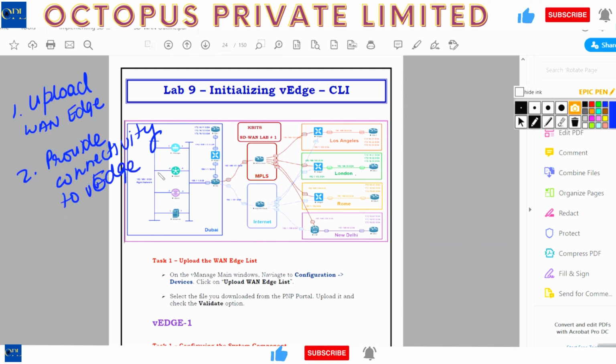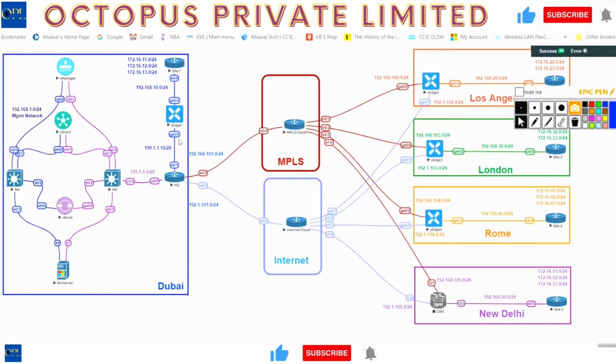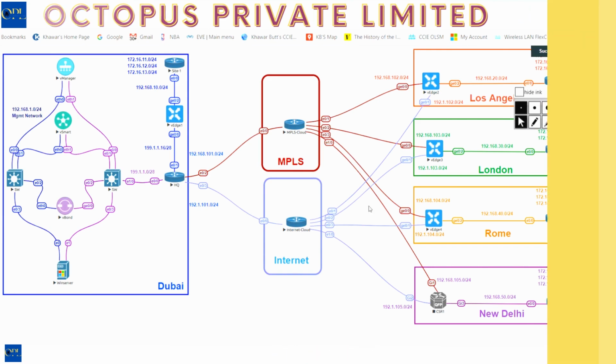I'm not even going to do the out-of-band management. I'm just going to do the transport interface. All right. In our case, the transport interface topology over here is GE0/0, and I'm going to use that on all the different interfaces. Okay. Let's take a look at this.